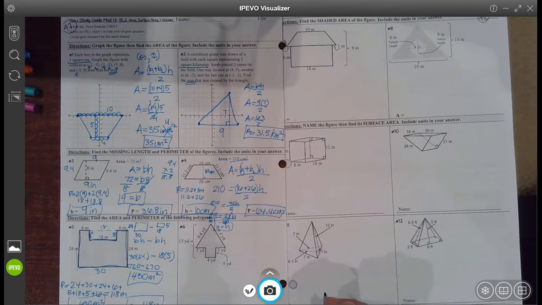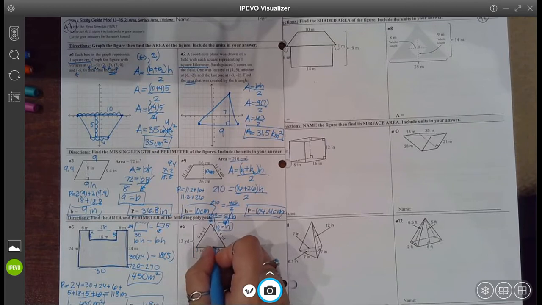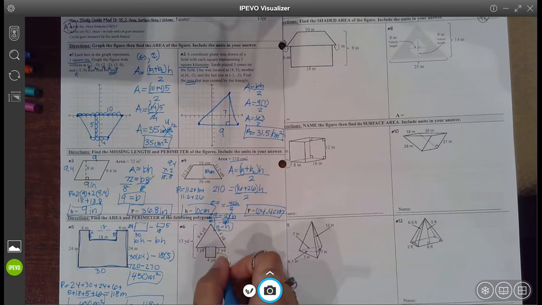All right, we have this weird shape. What do you think we should do to break it up? Yeah, it's pretty easy if you break it right here where the triangle is, and then you have this little square at the bottom. Or actually, it's not a square, it's a rectangle because it's not equal, 4 and 5.